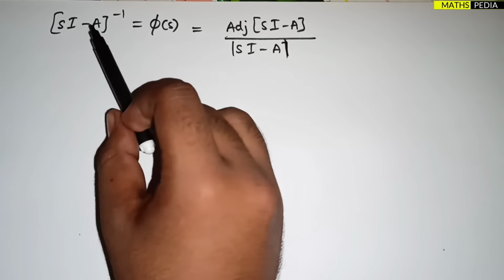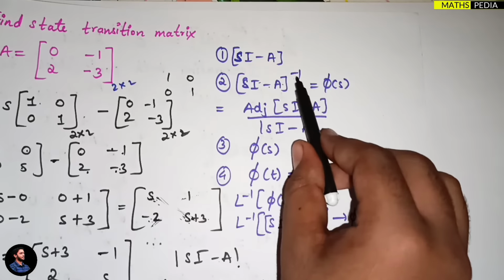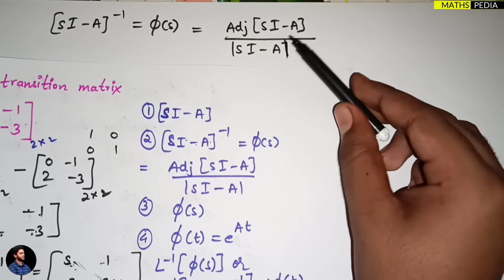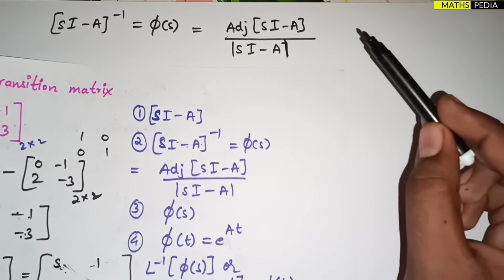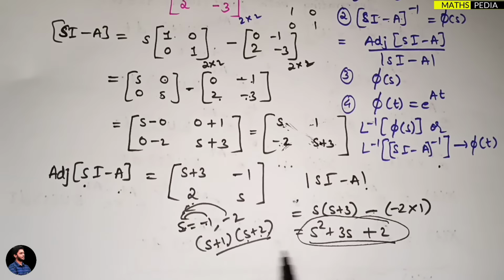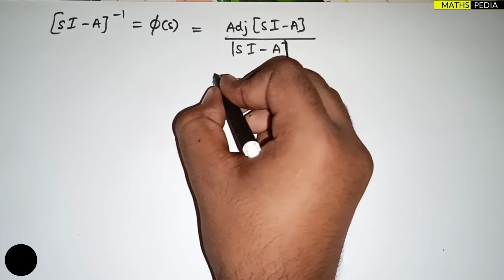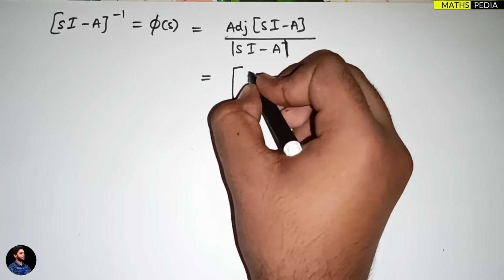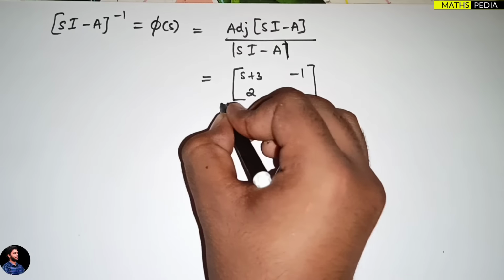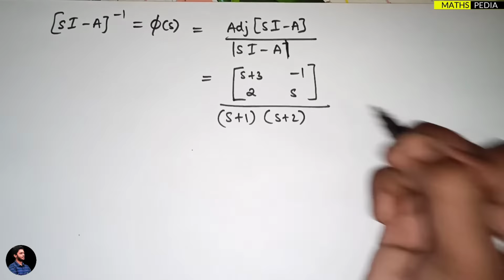SI minus A inverse we are finding out, which is denoted by phi of S, as we have discussed before also. SI minus A inverse, which is denoted by phi of S, is given by the adjoint of SI minus A divided by the determinant of the SI minus A matrix, okay? The adjoint of SI minus A we just found out, which is this matrix, correct? Divided by the determinant, which we also found out, which is this part. So I need to divide these two. So it will become this matrix, S plus 3, minus 1, 2, S, divided by the determinant of SI minus A, which is S plus 1 into S plus 2, correct?